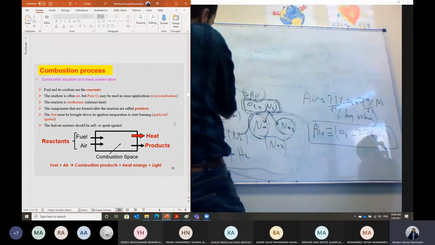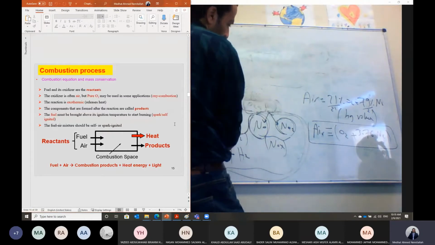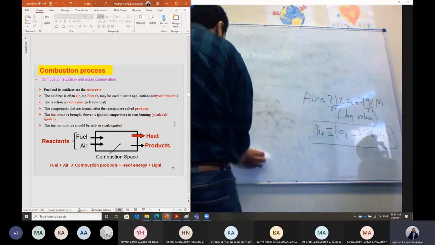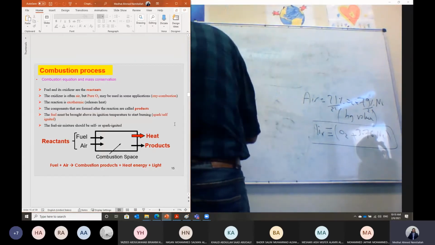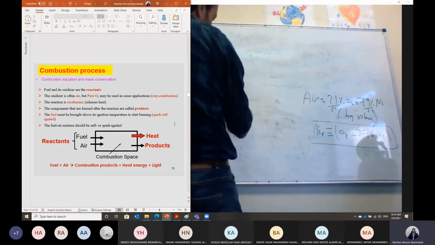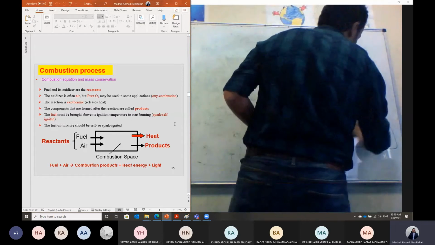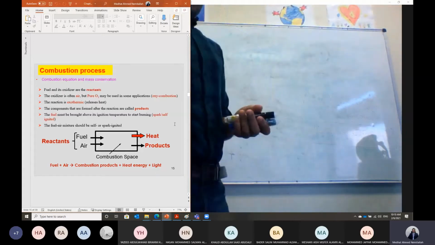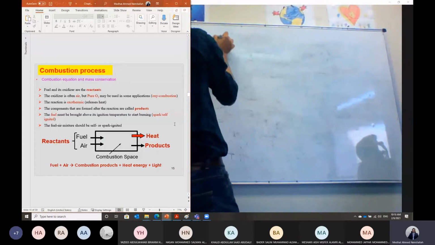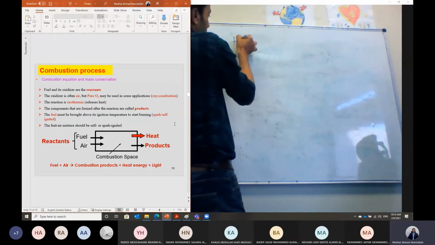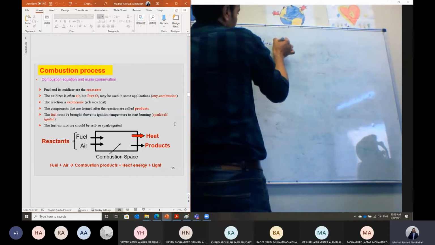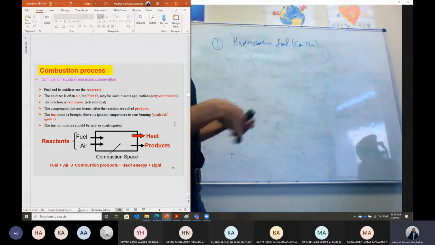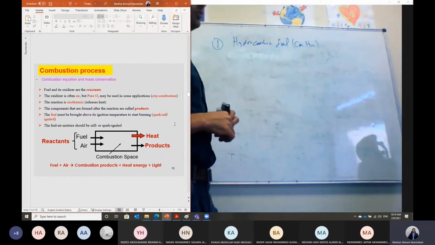Okay? But let's consider the first case, how to write down the combustion equation. If we have a single hydrocarbon fuel having the chemical composition CmHn, how to write down the combustion equation and how to calculate the air to fuel ratio. So the first case that we'll be considering today is a hydrocarbon fuel with the chemical composition, let's say CmHn, CxHy, anything. How to write down the combustion equation.